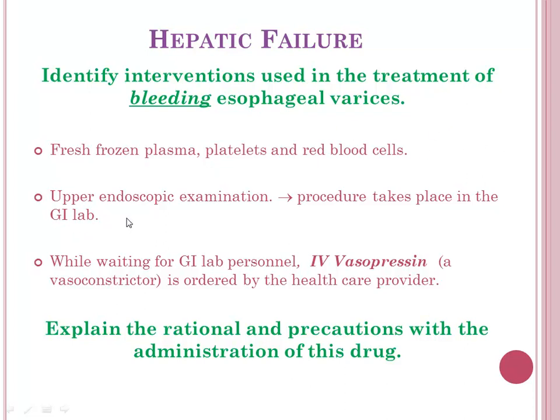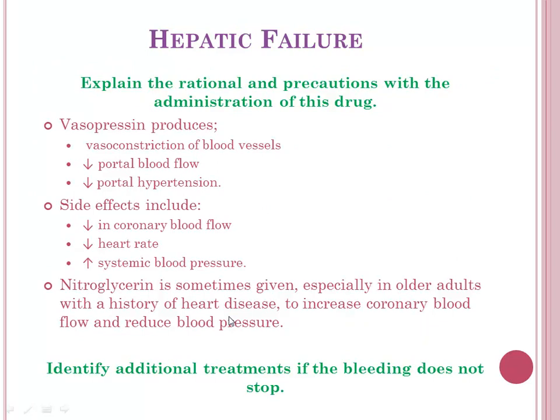These individuals will go for an endoscopic examination. They'll go to the GI lab, and sometimes they will directly administer vasopressin, which we know from our previous course or previous unit, Unit 2, is a vasoconstrictor. Now let's talk about vasopressin.